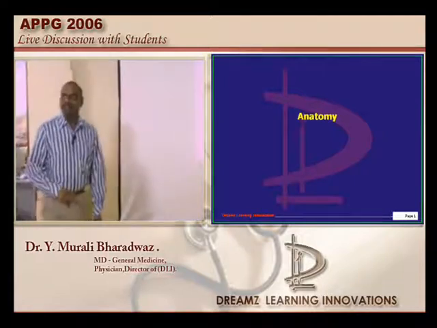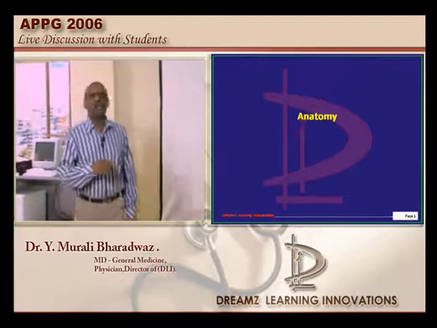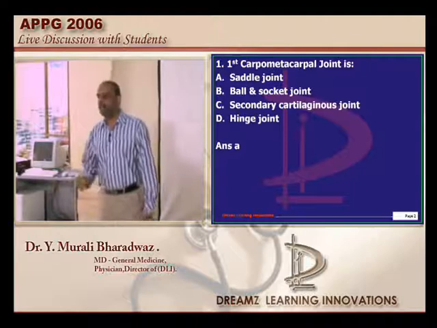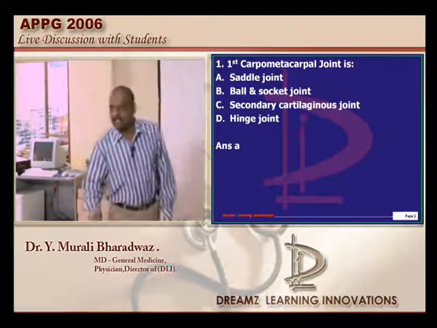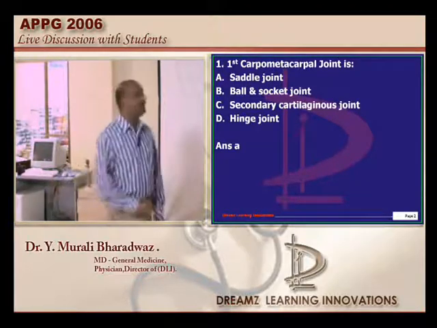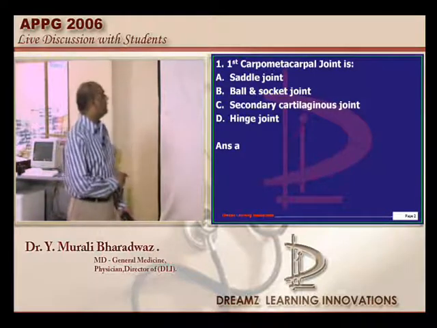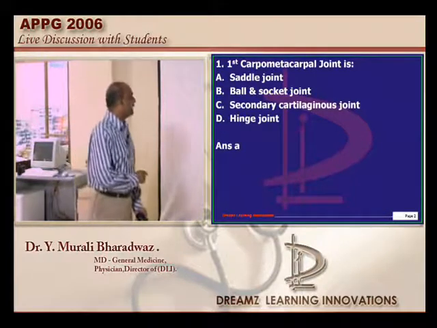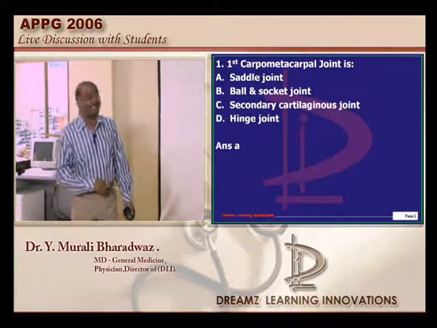The first question. One of the questions that we often used to discuss in our Sunday test program is which is the saddle joint, which is the hinge joint and so on. So the first: the first carpometacarpal joint is typically what type?